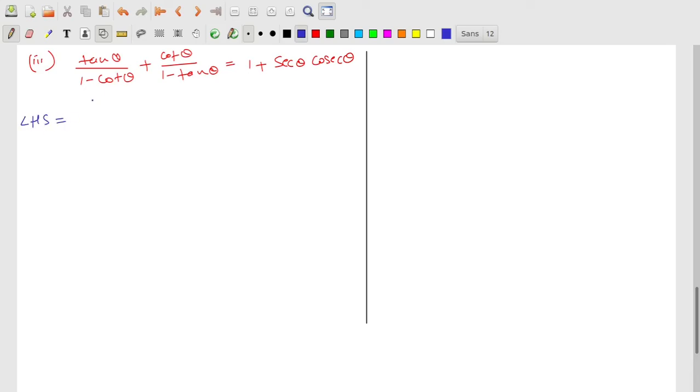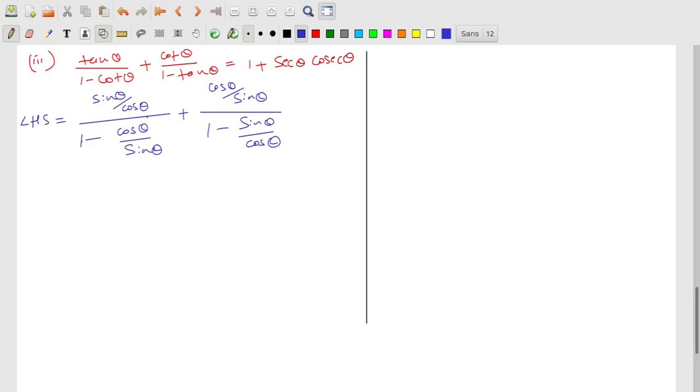So your LHS is sin theta by cos theta, and then 1 minus cot theta, that is 1 minus cos theta by sin theta, plus cos theta by sin theta, and in the denominator 1 minus sin theta by cos theta. So here you are comfortable with the ratios, right? So it is a bit lengthy but not that complicated. Just go with the flow, right?